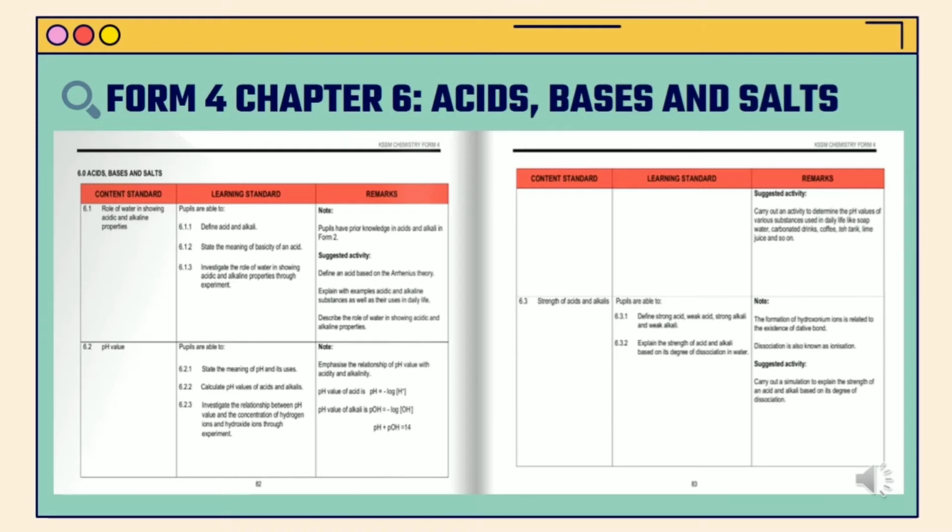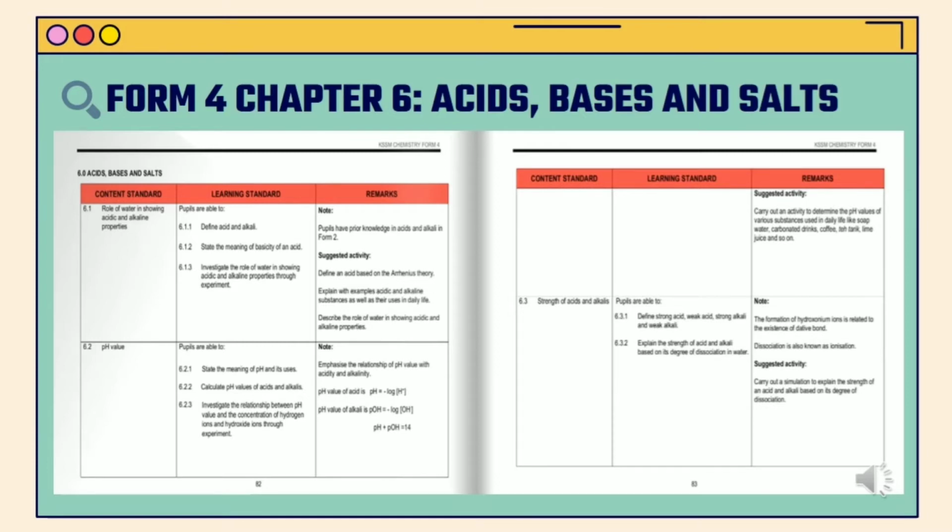So 6.1, the content standard, is role of water in showing acidic and alkaline properties. The learning standards, there are 3, which are: define acid and alkali, state the meaning of basicity of an acid, and investigate the role of water in showing acidic and alkaline properties through experiment.